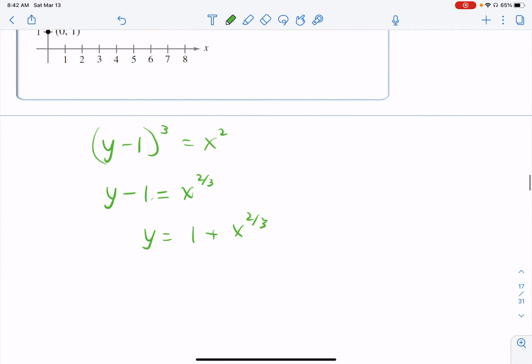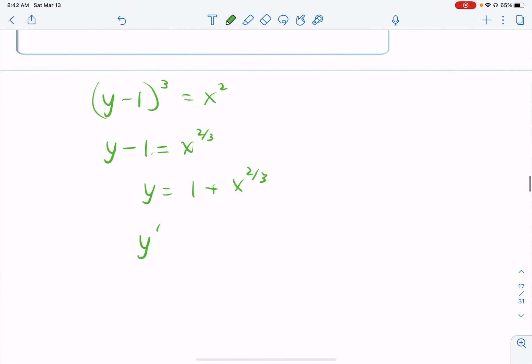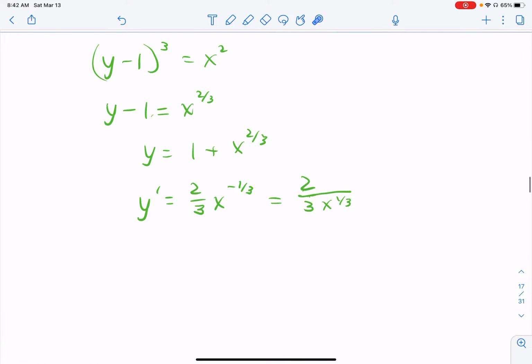Now we need to take the derivative of this. Y prime is equal to, the 1 is going to disappear, 2/3 x to the, subtract 1 from that, negative 1/3. You could put it as 2/3 over x to the 1/3 on the bottom, or I might just leave it like this because I'm going to have to take some antiderivative action of it anyway.